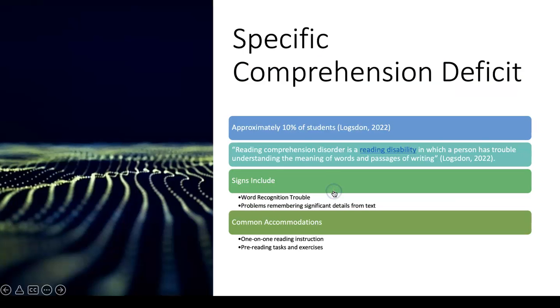Now let's look at specific comprehension deficit. Approximately 10% of students have specific comprehension deficit. It is a reading comprehension disorder in which a person has trouble understanding the meaning of words and passages of writing. Signs include word recognition trouble and problems remembering significant details from the text. Common accommodations for students with specific comprehension deficit include one-on-one reading instruction and pre-reading tasks and exercises.